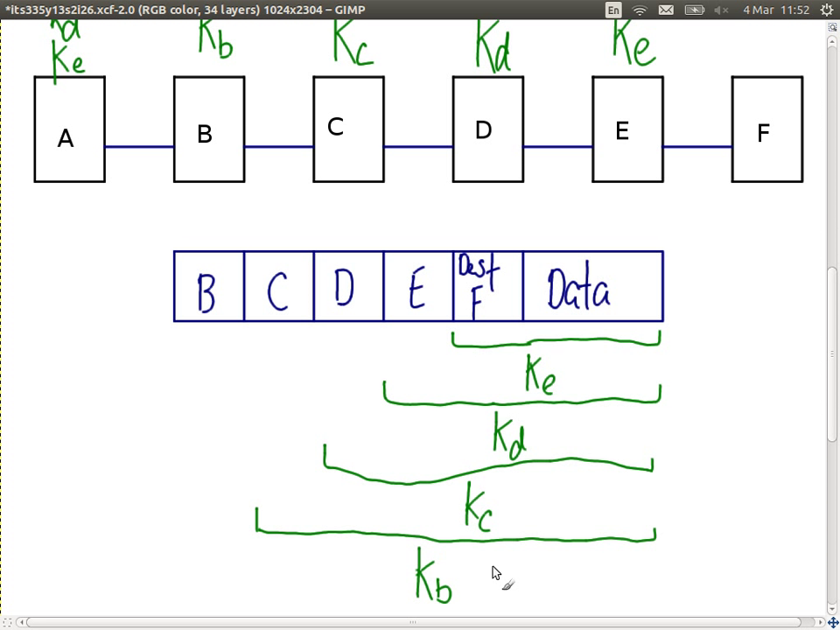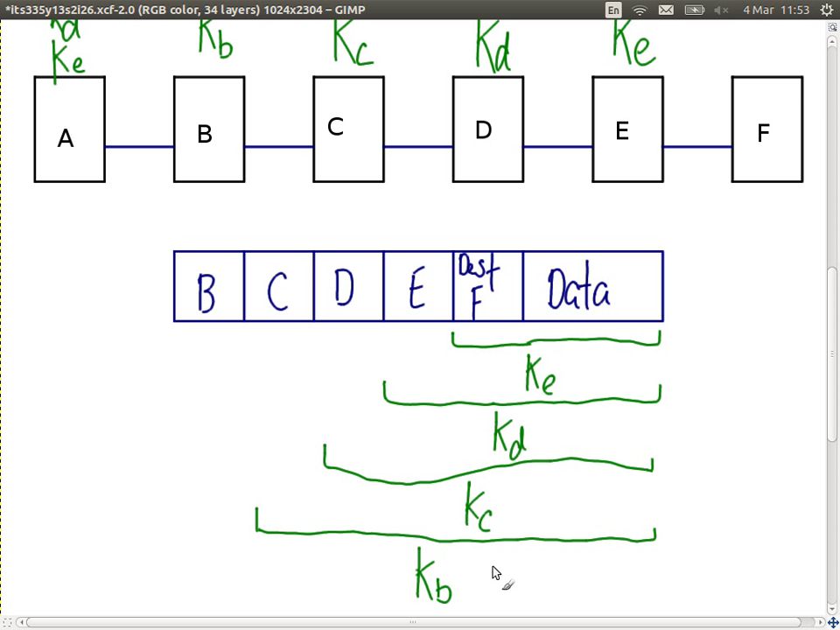Similarly, you can see that each node only knows about the one that sent it to it from the previous link and the one it's sending to on the next link. As a result, F receives from E. It doesn't know if it came via D, C, B, or A. So the end result, and we'll come back to the keys in a moment, is that the destination doesn't know the original source, and the intermediate nodes do not know the original source or the final destination. All they know is on either side of them.